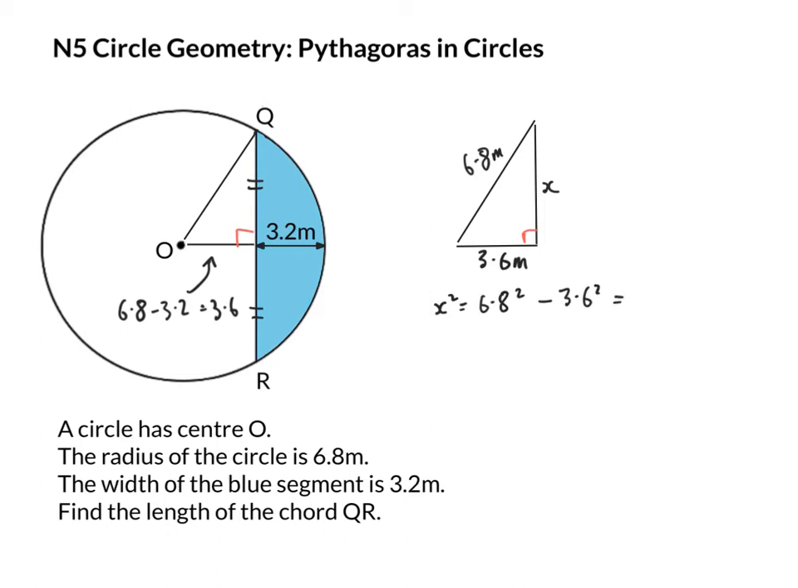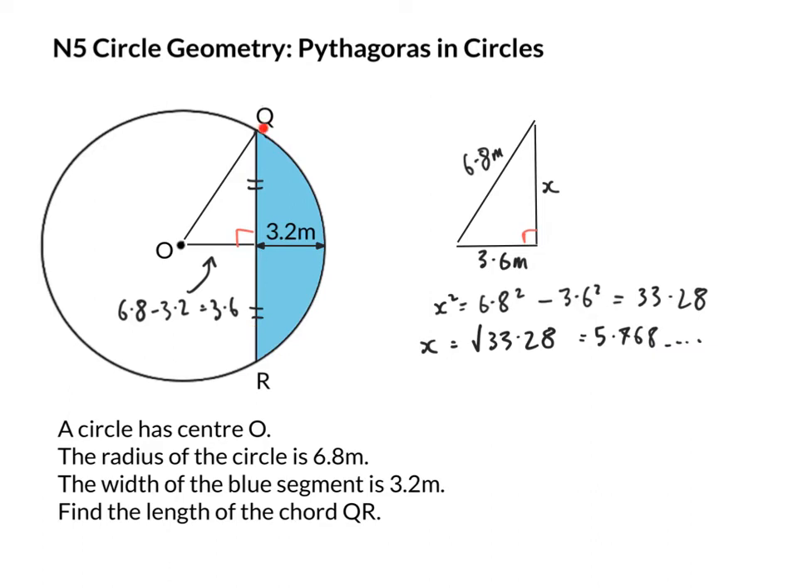I go and type that into my calculator and get 33.28. And to find the value of x, I'll take the square root of that. It is 5.768. Loads more digits after it. That is giving me the length of this line.